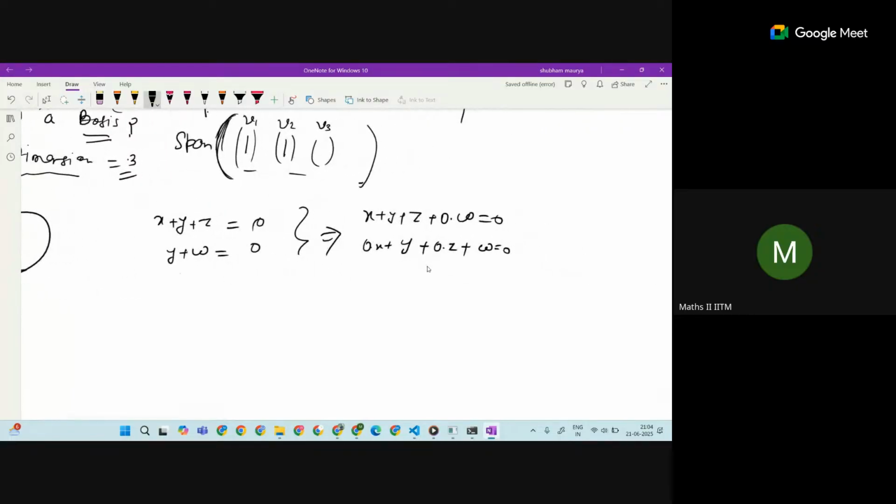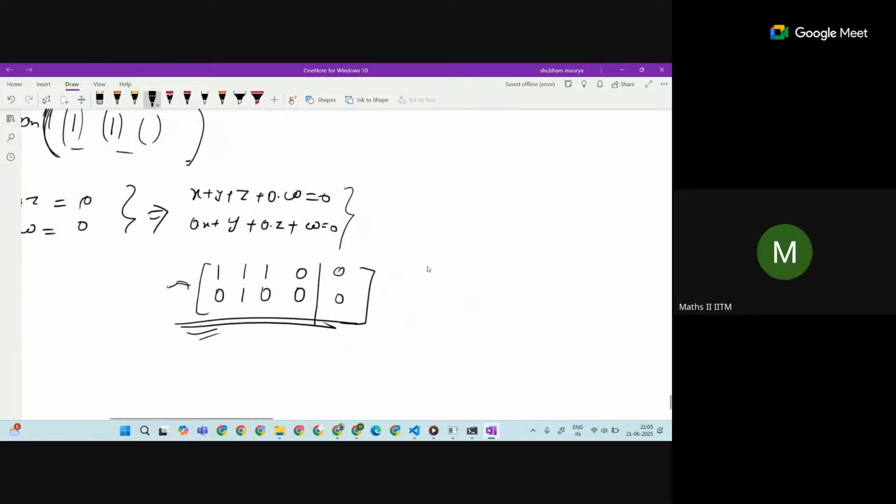Either you can do this in the matrix format now: 1, 1, 1, 0. And the augmented matrix, on the right side you can write 0 here, 0, and the second row 1, 0, 0, and 0. This is already in the elimination form, so there is no use of forming the matrix form. You can now easily solve this.